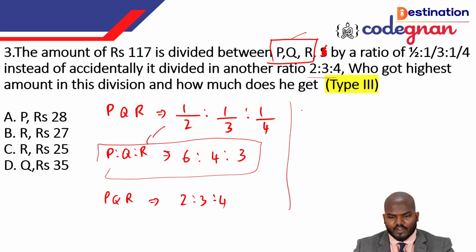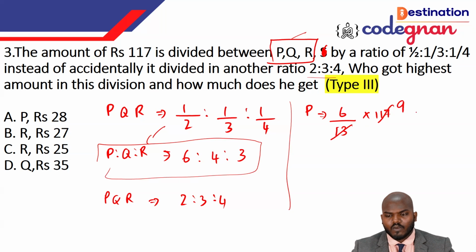Okay, so coming to P, we can call it 6 by 13 times the total money, which is 117. So 13 times 9 is 117. If you multiply that, it will give you the value 54.